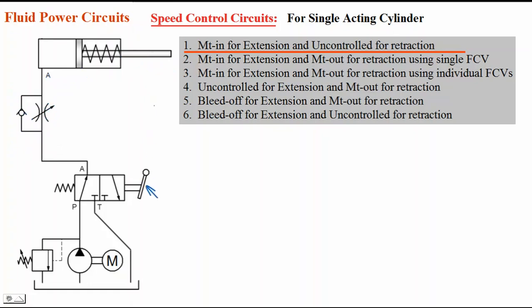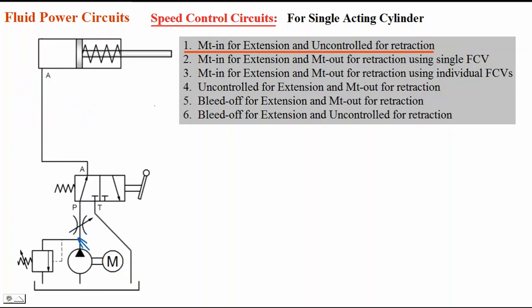When I keep the lever in the other position, piston will move back due to spring tension, and oil which is there in the cylinder will flow through this check valve. So during retraction, speed is not controlled. During extension, speed is controlled. During retraction, speed is not controlled. There is check valve for free flow.